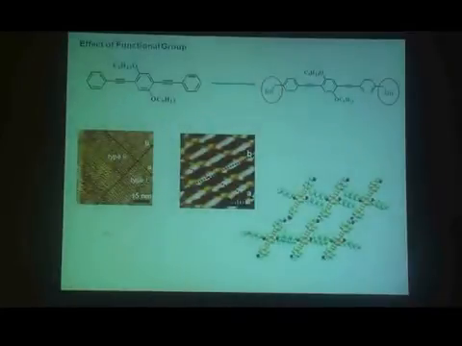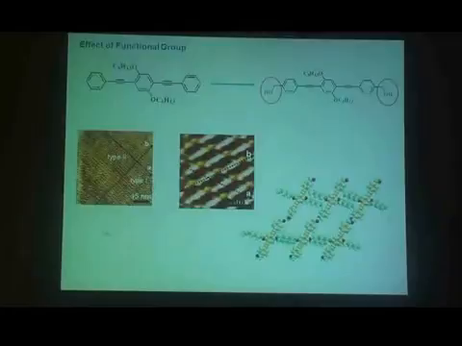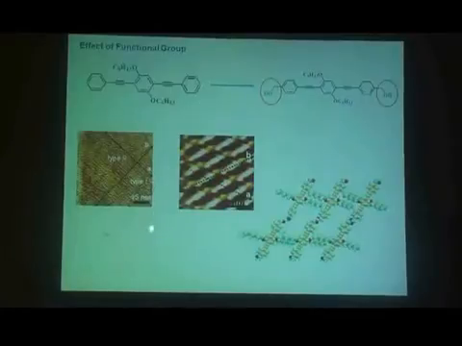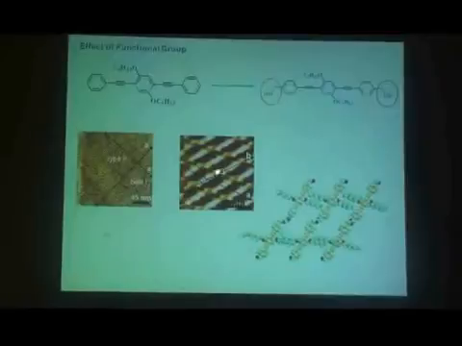The other thing was that there is an interdigitation of this phenyl ring. To test that, I selected another molecule which has a hydroxyl group. A hydroxyl group means it can form hydrogen bonds, like in the case of water. So in that case, what we found is that instead of interdigitation, they form an end assembly, and you can even see the oxygen atom.